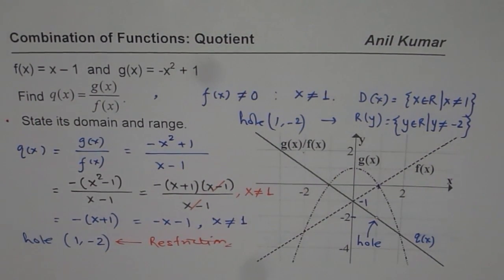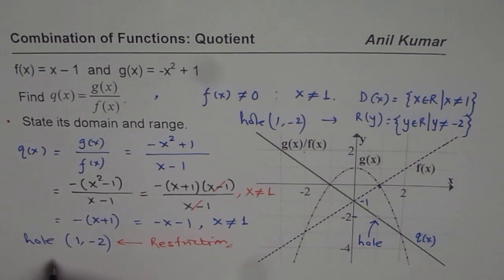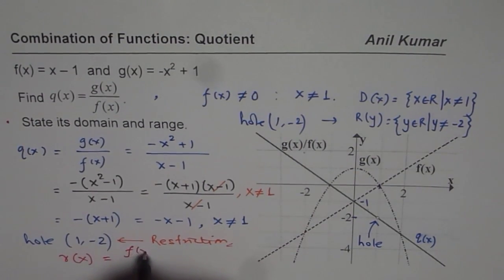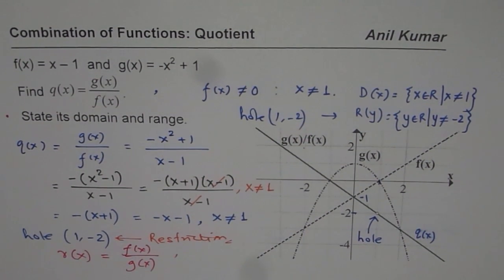Now from an examination point of view, this is a very important question. So you should understand how to write domain and range, especially when the quotient of functions is involved, right? So as an exercise, you can find another function, r of x equals f of x over g of x, and you can sketch this function and find its domain and range. That would be a good practice question for you. Okay, I hope that helps. Thank you.